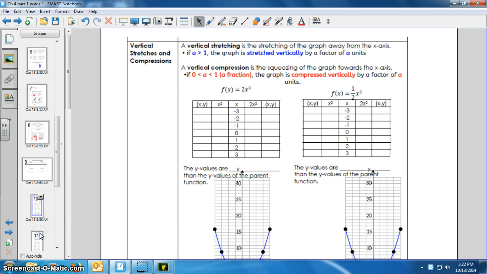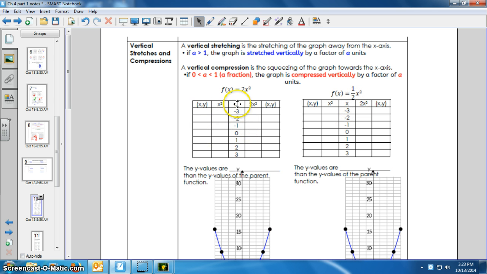All right, let's move on to our stretches and compressions. So this part is, I would say, the more difficult part. So I would take some notes if you're not used to that. Following along, taking some notes, pausing as you go as needed. So we're just going to go ahead and first look at when we have a 2 out front, a vertical stretch, and then we're going to look and see what happens when we have a 1/2, or a vertical compression.